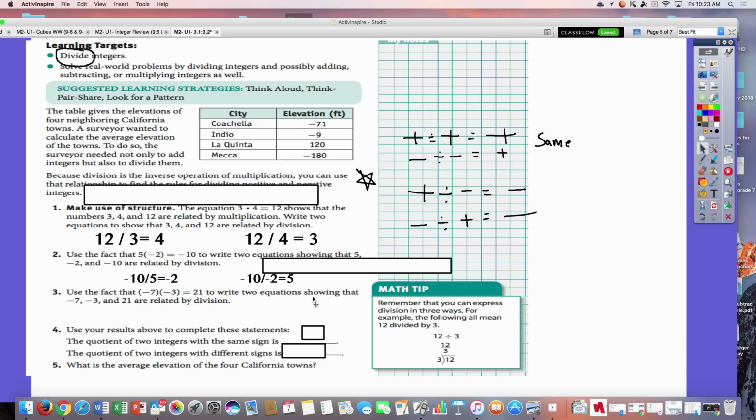Can we make a generalization about that? The quotient of two integers with the same sign is positive. The quotient of two integers with different signs is negative.